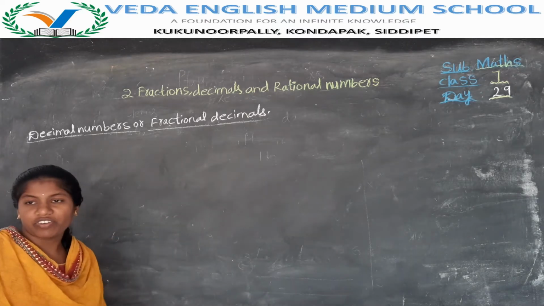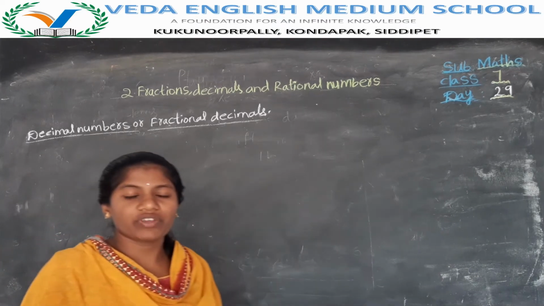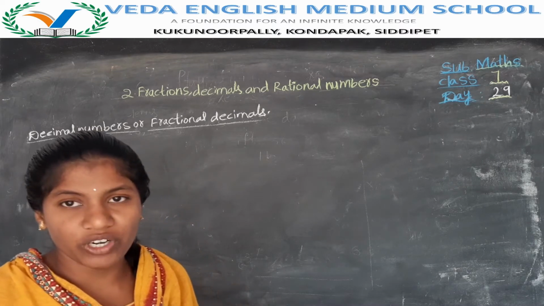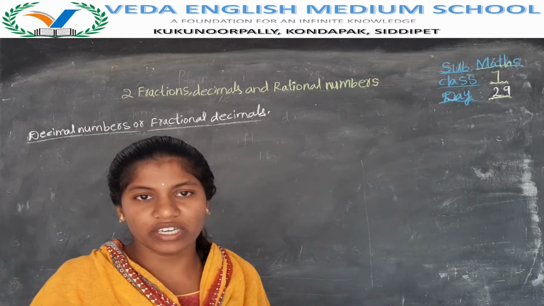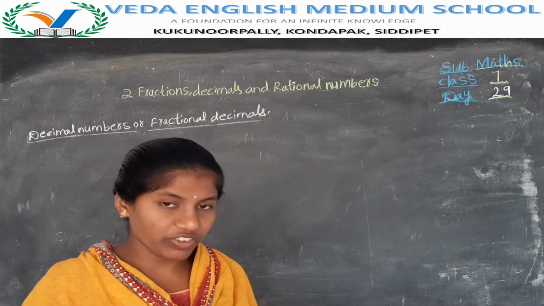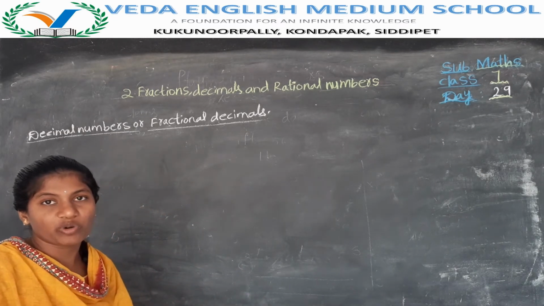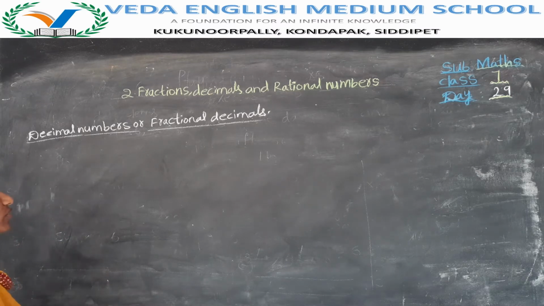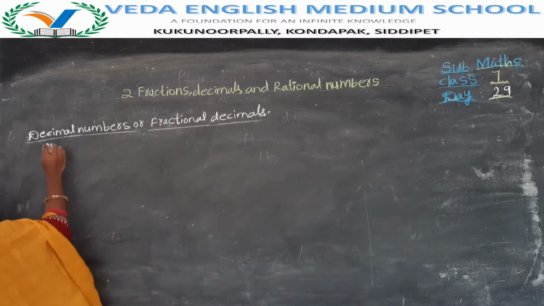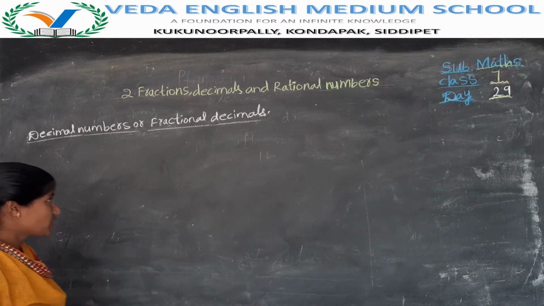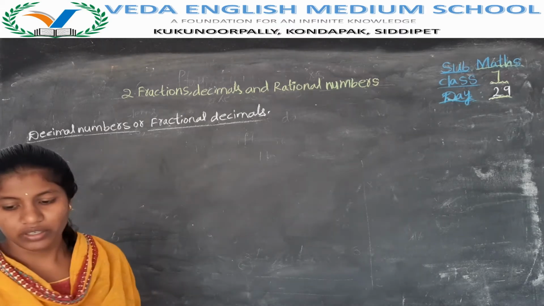What is the definition for fraction, Nana? Fraction means if a whole is divided into a number of equal parts, then each part is called a fraction. That is the definition for fraction. Then after fractions we have decimals. Today we will learn about decimals. In the decimals chapter, the topic is decimal numbers as fractional decimals.